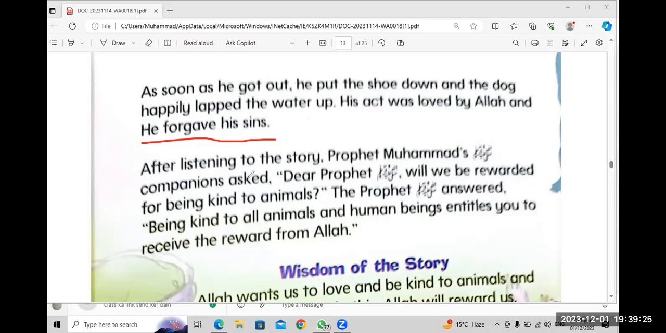After listening to the story, Prophet Muhammad sallallahu alaihi wasallam's companions asked, "Dear Prophet sallallahu alaihi wasallam, will we be rewarded for being kind to animals?" The Prophet sallallahu alaihi wasallam answered, "Being kind to all animals and human beings entitles you to receive the reward from Allah."